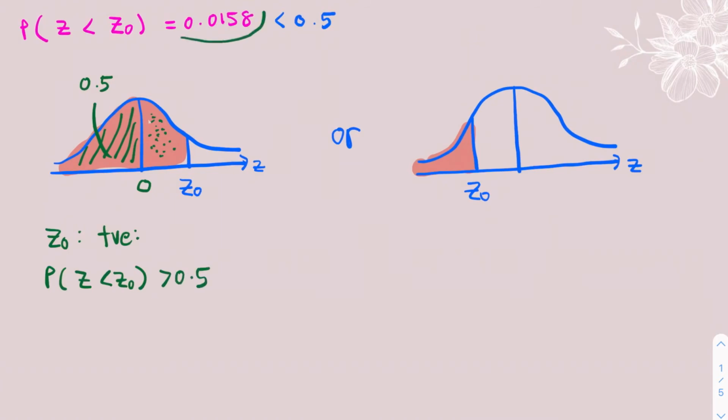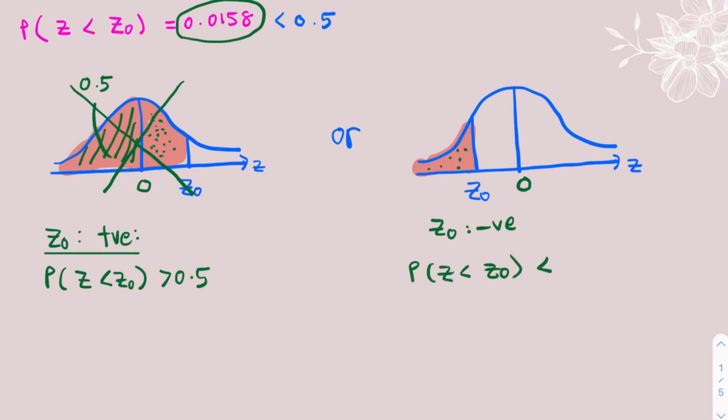So for the question 0.0158, is it logical for you to have the region of Z less than Z naught when Z naught is positive? Fortunately, it is not, because 0.0158 is less than 0.5. So for Z naught negative, the region will fall at Z less than 0. So you can say that the probability of Z less than Z naught will be less than 0.5, which satisfies the question. So that's why your Z naught is a negative number.